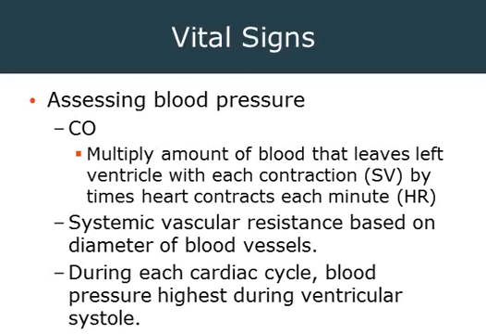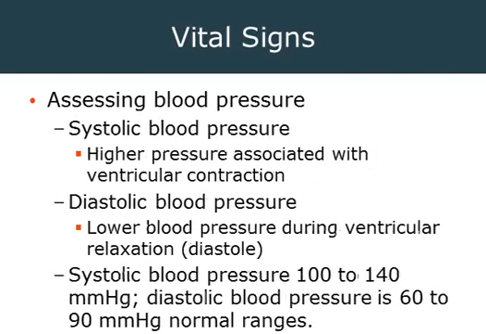So during each cardiac cycle, that blood pressure is highest during ventricular systole, hence where we get systolic blood pressure. So it is the higher pressure associated with ventricular contraction. The amount of pressure inside the vessel walls with the heart at work is the systolic. The diastolic then is when the ventricle is at rest, relaxing and refilling. That is the diastole period, and that's where we get diastolic from.